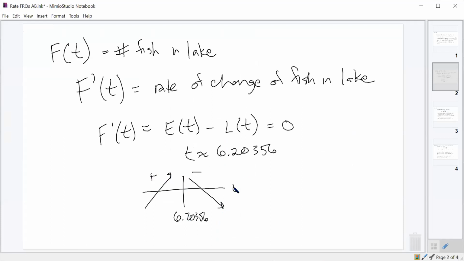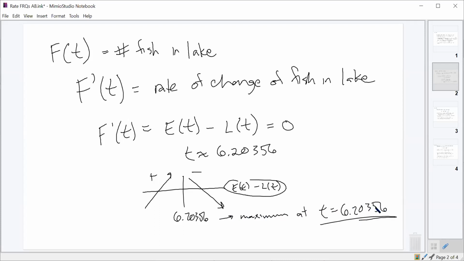And this is E of t minus L of t, right? This is a sign chart for this function, f prime. Tells us f increases, which means number of fish increases, then number of fish decreases. So the maximum is at this t value, 6.20356. Does that make sense to everybody? Any questions on that?